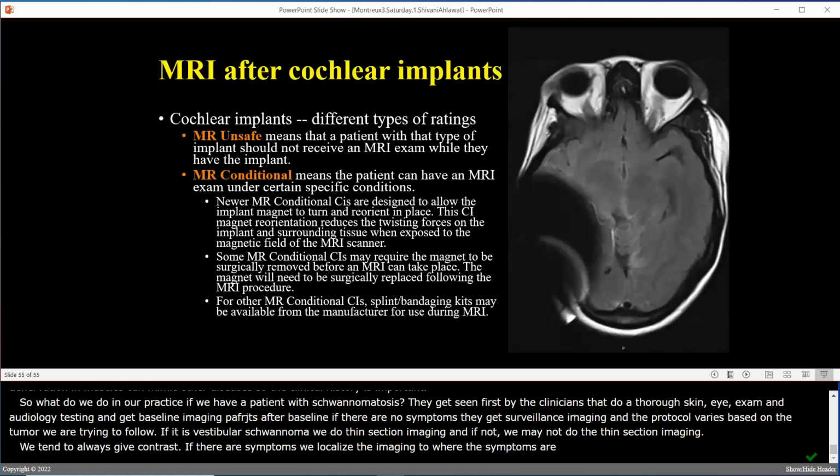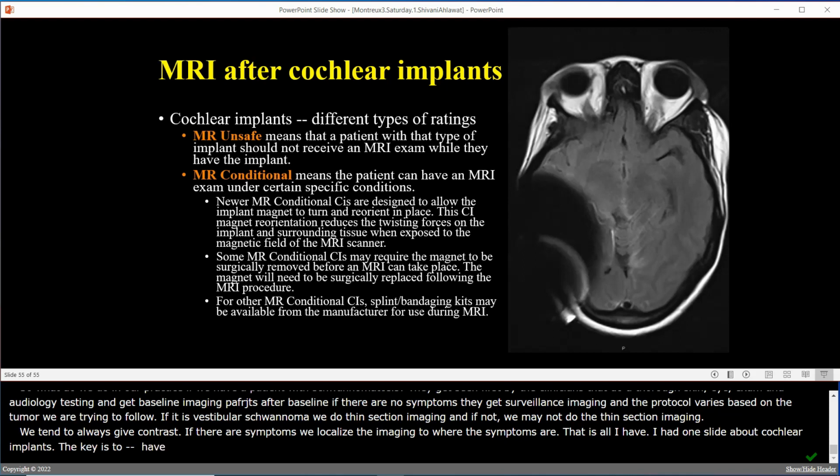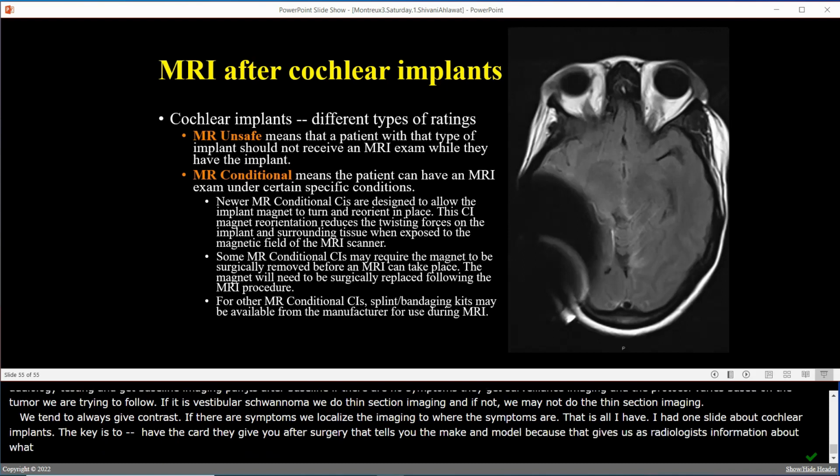I had, I think, one more slide about cochlear implants, and I can talk about it if you guys like. If not, then. We get a question about cochlear implants frequently. The key there is to have the card they give you after surgery that tells you the make and model, because that gives us as radiologists information about what their status is, whether it's unsafe or conditional. Most tend to be conditional.